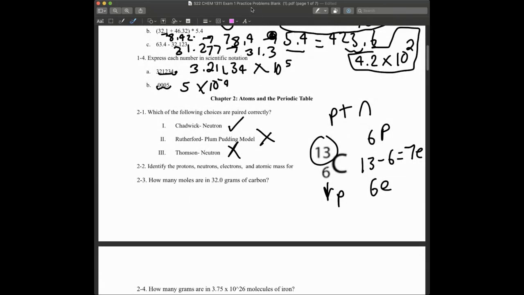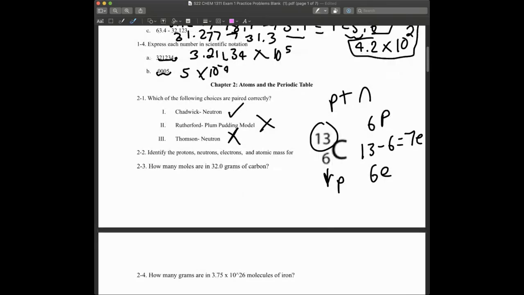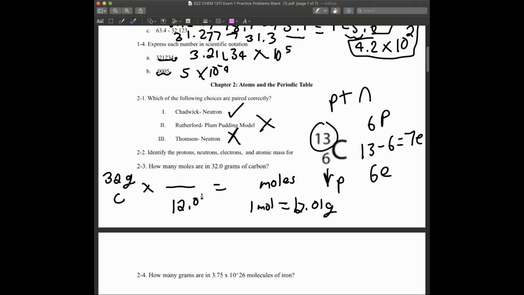So the next problem, any questions on this one? Okay, no questions, so go ahead and do this. How many moles are in 32 grams of carbon? We have 32 grams of carbon, right? And we want to convert them into moles, so we need a conversion factor to get moles of carbon. From the periodic table, 1 mole of carbon is equal to 12.01 grams. To cancel grams, because we want moles, we put grams at the bottom and 1 mole here. When we do that, we get 2.66 moles.